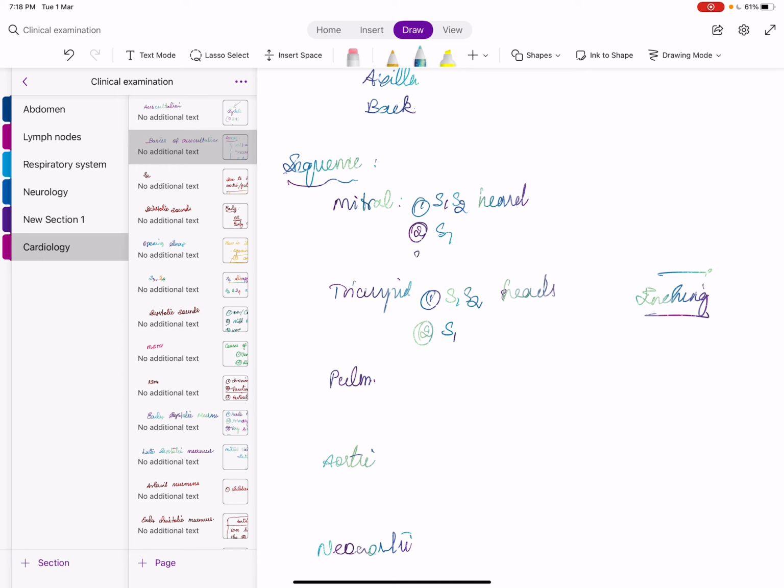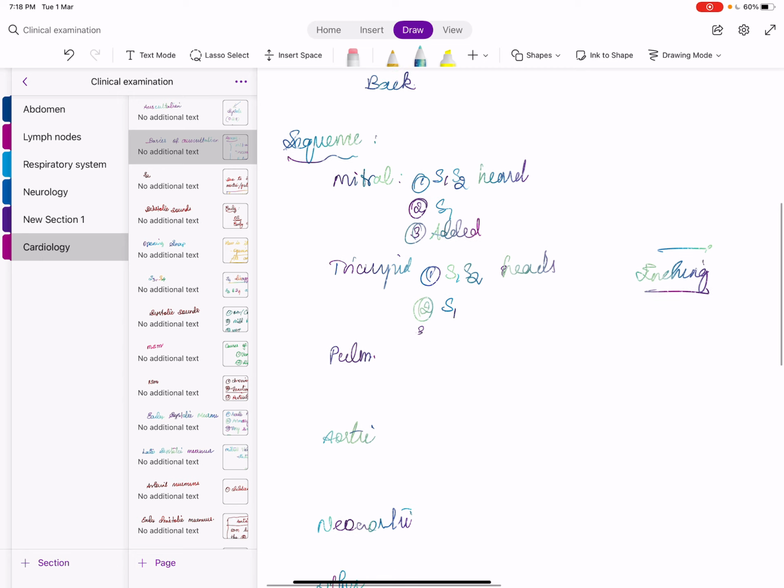Whenever you are describing something, this is the normal order you follow. First, you should know what the areas of auscultation are. Mitral area is the area of the apex. Tricuspid area is the left lower sternal border. If they ask how much lower, it is the left fifth intercostal space close to the sternum. That's LLSB, left lower sternal border.